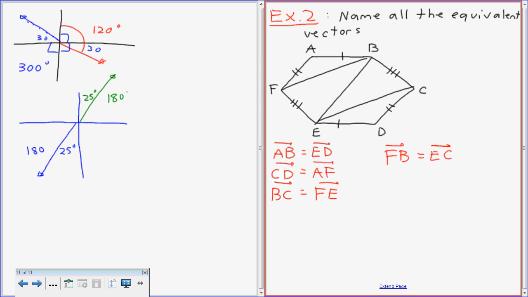And again, you can use similar triangles if you want to. You're going back to grade 11, or grade 10. Side length 1, side length 1, side length 2, side length 2, that means the third side is going to be the same.